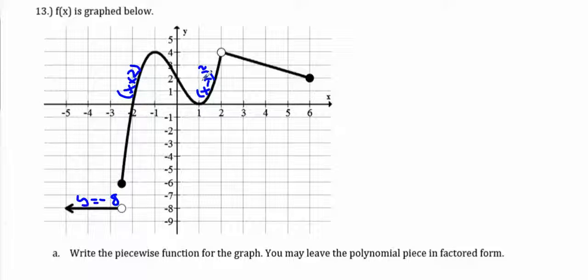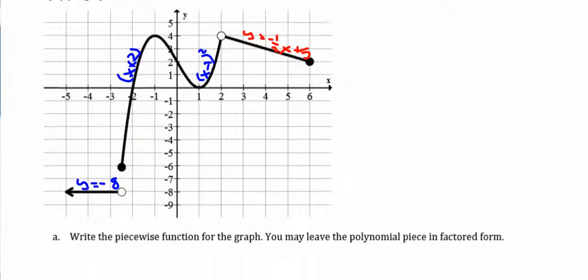Now for my line, let's find the slope first. Down 1, right 2, so my slope is negative 1/2. So this line is y equals negative 1/2 x. Let's find the y-intercept. I'm going to go up 1, left 2, so that's at 5. So plus 5. Let's go ahead and write our piecewise function.